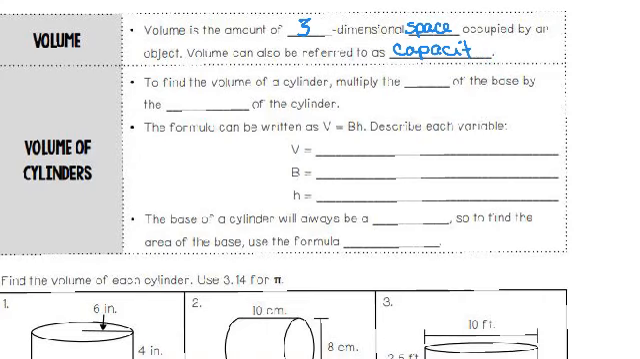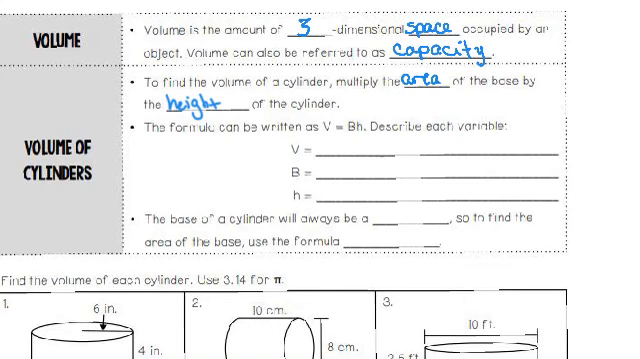Okay, there we go. So now, to find the volume of a cylinder, you do these things. You multiply the area of the base, what would be the lid of a can, and then you multiply the area of the base by the height or the length of that cylinder.